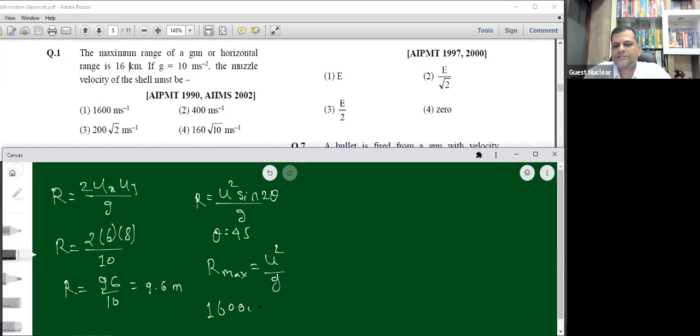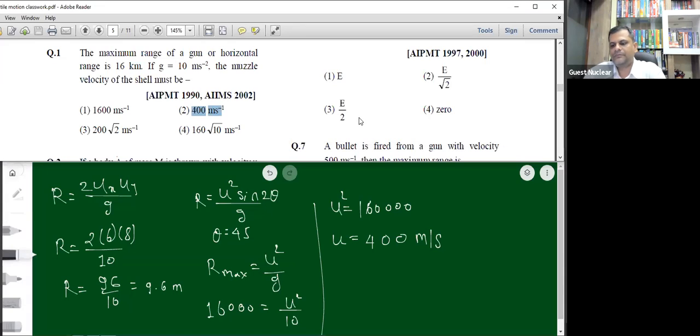16 kilometer means 16,000 meter, which is going to be u square upon g, where g is going to be 10. So we can solve this further and get that u square is equal to 16,000 and we have to add one more zero. Now if we take the square root on both sides, the square root of 16 is 4, and there will be 2 zeros above it because here there are 4 zeros. So therefore u becomes 400 meter per second, which is going to be in option number 2 here. Yes.